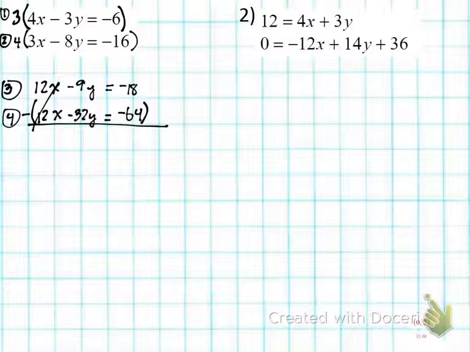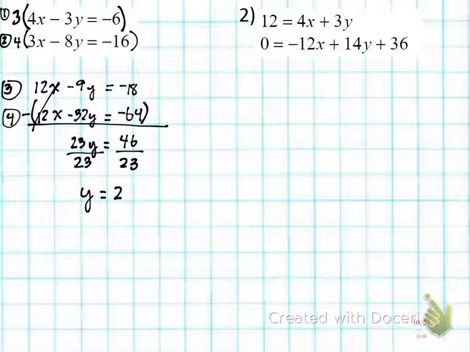So now we've got negative 9y minus negative 32y. Well, when we subtract a negative, it's like I'm adding, so it's like negative 9 plus 32, which is positive 23y. Then we've got the equal sign, bringing that down, negative 18 minus negative 64. We're going to add 64 to negative 18, which is going to be positive 46. Divide both sides by 23, and you get y is equal to 2.